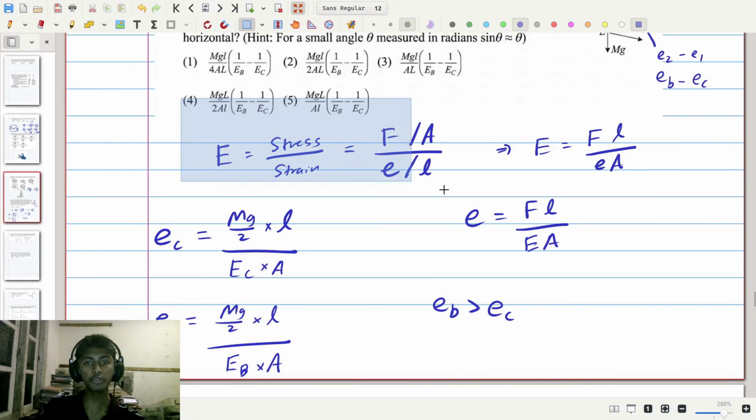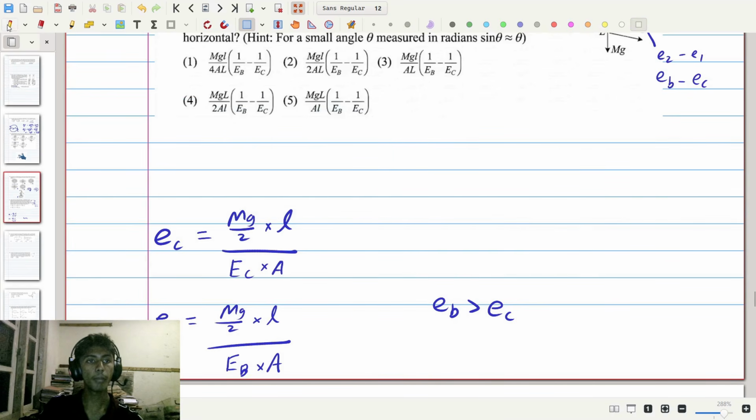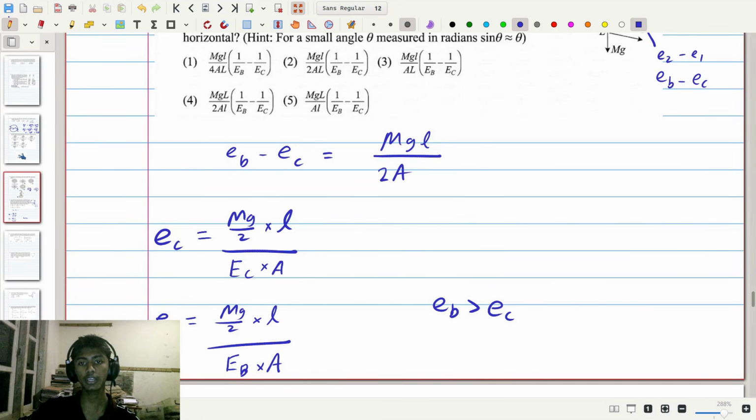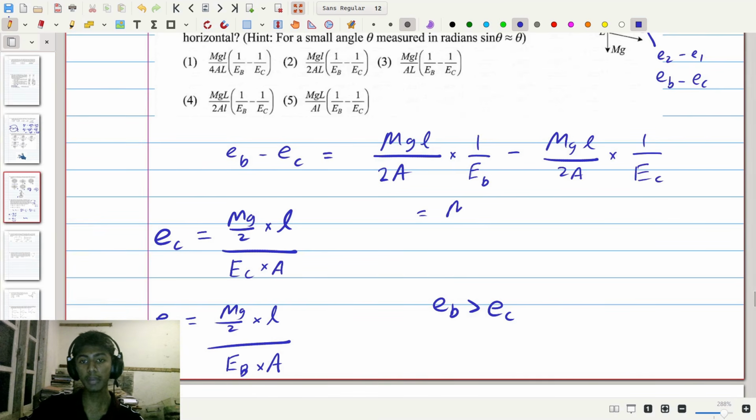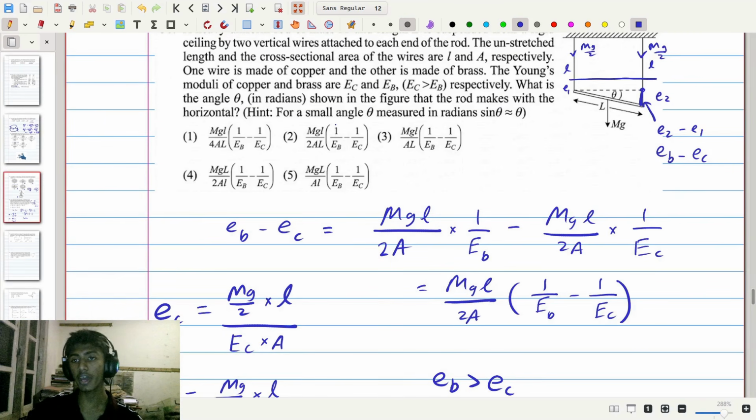Now if we substitute the two equations, we can see e sub B minus e sub C is equal to mg times L divided by 2 times A times 1 over E sub B, minus mgL divided by 2A times 1 over E sub C. So we get mg times L divided by 2A times 1 over E sub B minus 1 over E sub C. So this is the equation for the little height in this triangle right here.